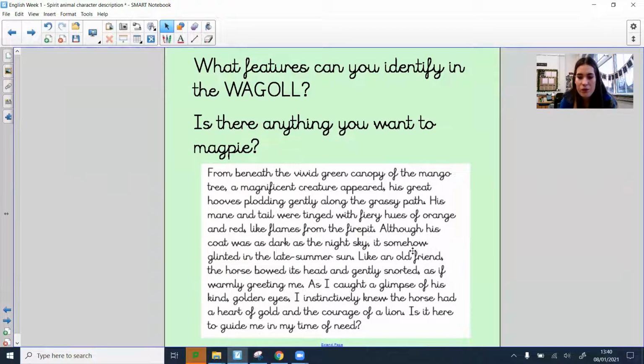Like an old friend, the horse bowed its head and gently snorted, as if warmly greeting me. Again, like an old friend is an adverbial phrase, and it is telling me, hopefully you're screaming at your screen, how.